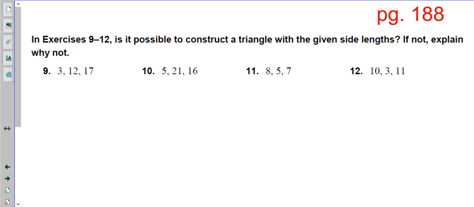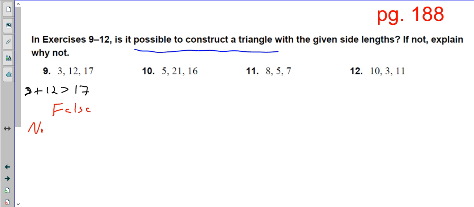Okay. These next examples, what we're trying to do is see if it's possible to construct this triangle with these given side lengths. So what I want to do is set up my three inequalities. So if I do 3 plus 12, is that greater than 17? Well, that's false, right? So right away, my first inequality is false, so it's not possible. Okay, you only need one to fail to determine if it's not possible for our side lengths.